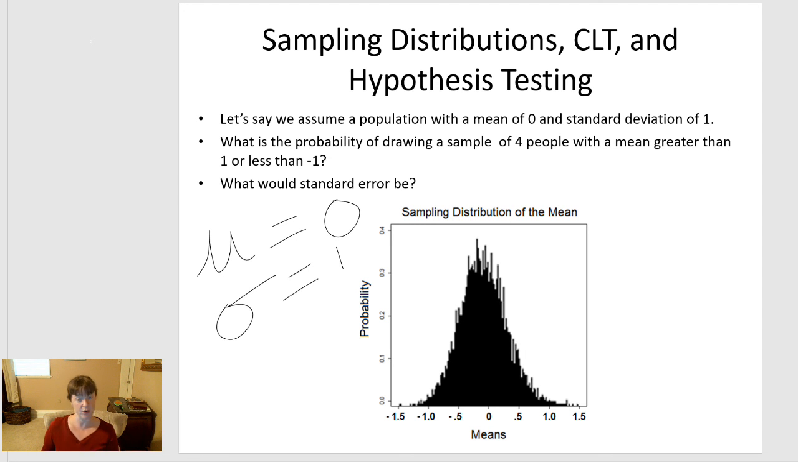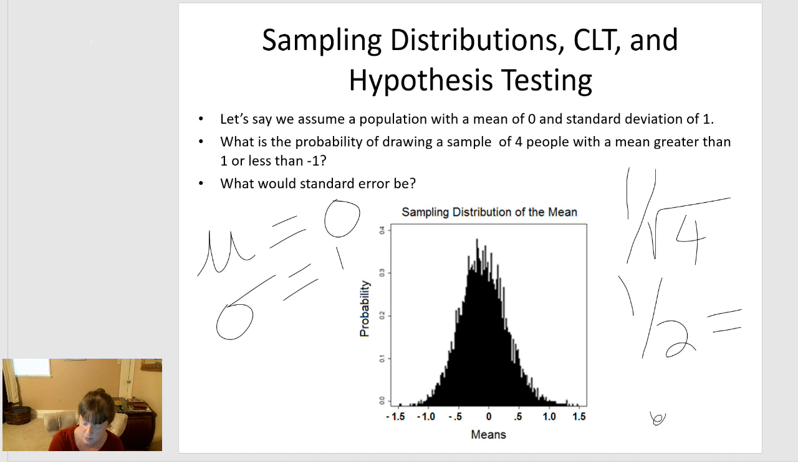But now I'm going to tell you that I'm going to grab a sample of 4 people. And I'm going to grab a sample of 4 people an infinite number of times. So let's figure out what standard error would be. Start out with the population standard deviation and divide by the square root of n. So the original standard deviation in the raw scores was 1, but now standard error in my infinite number of averages with 4 people is 0.5.